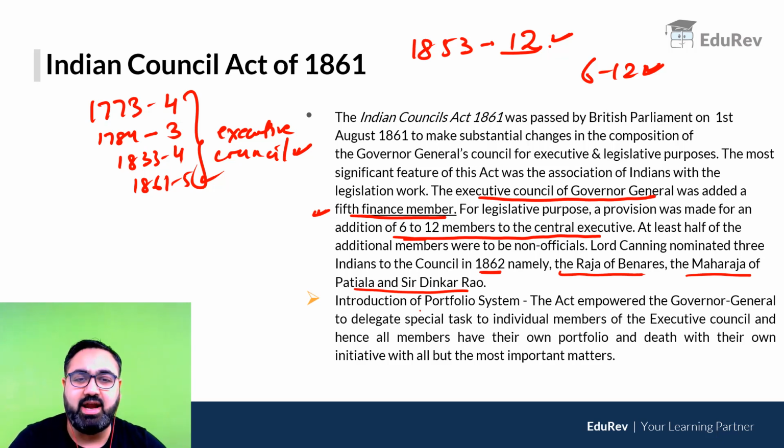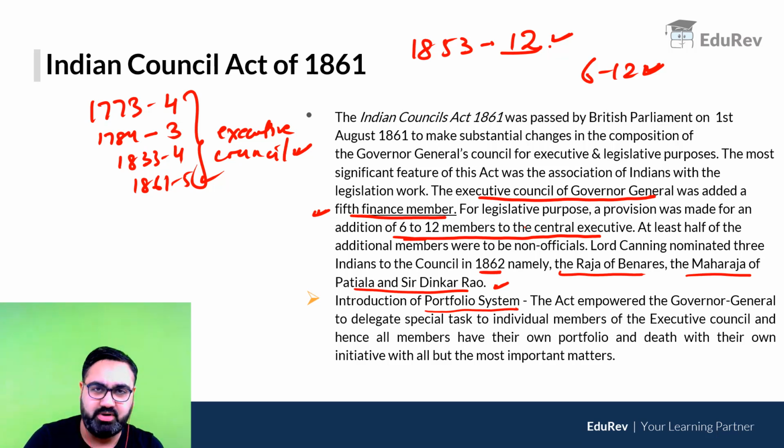The 1861 Act also started the portfolio system. Portfolio system, for example, as we have today, one minister is responsible for his or her ministry or department. For example, Amit Shah is responsible for the Home Ministry. Then we have S. Jaishankar, who is responsible for the external ministry. We have a Defense Minister which is separate, a Finance Minister which is separate. It is not that everyone together handles everything. This is called a portfolio system.